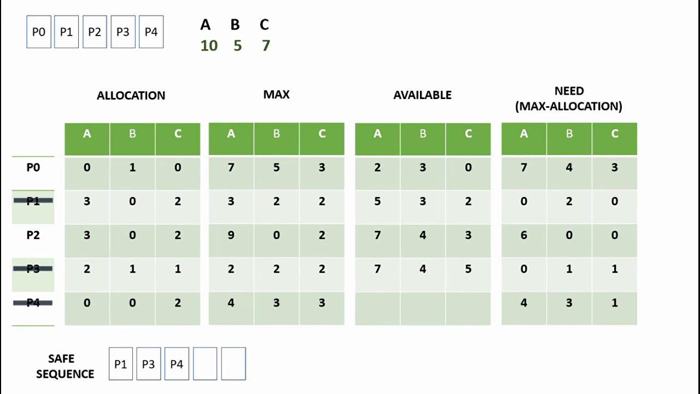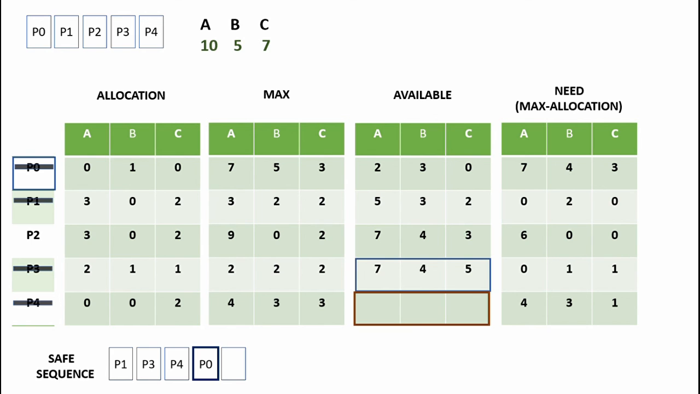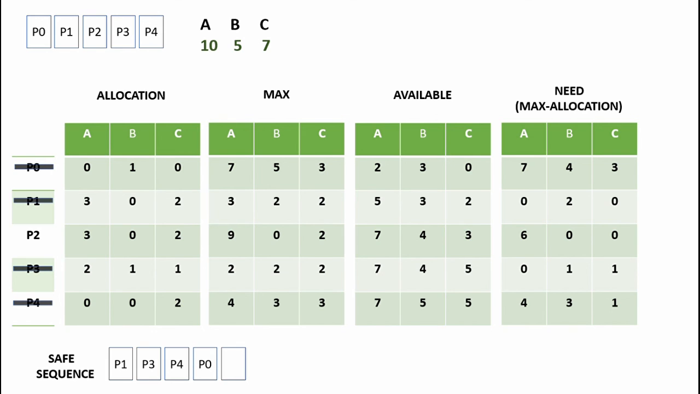Okay, now we need to go back to the previous processes which were not executed, as we did earlier in the video. So we will go to process P0, we will check the need is 743 and the available are 745. So we can execute this process. The process is executed and the new available will be 745 plus 010, which will be equal to 755.